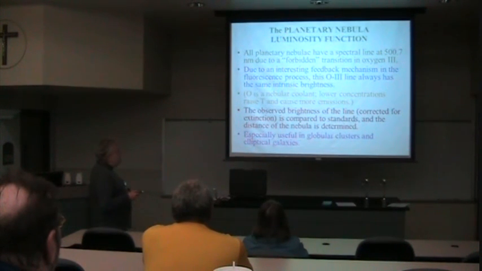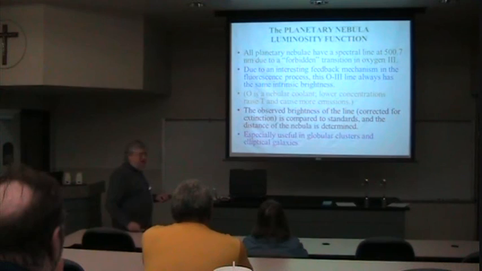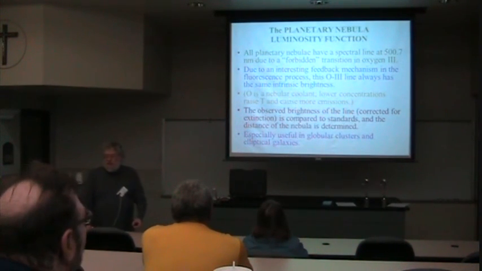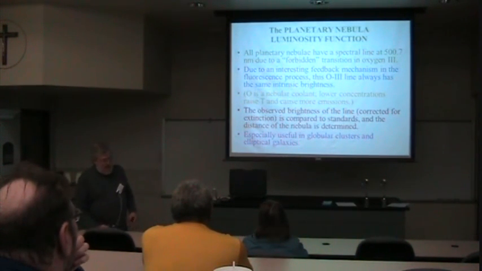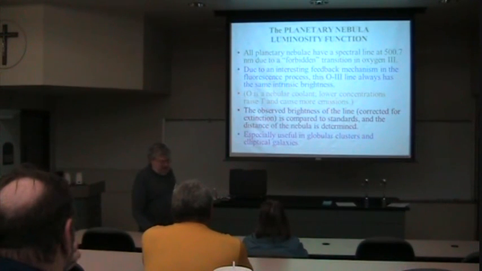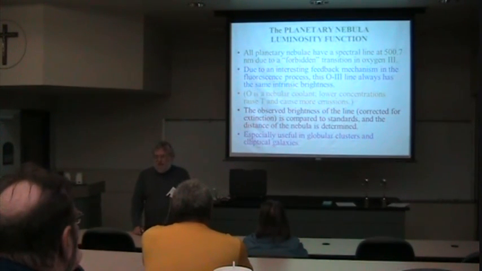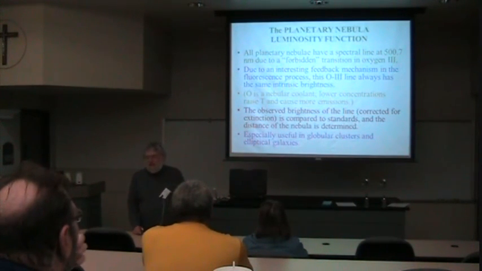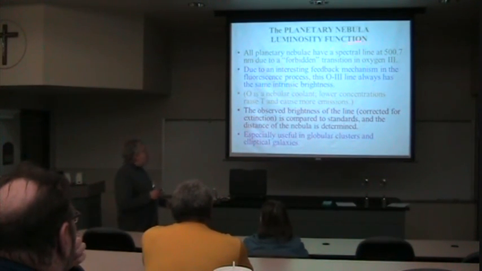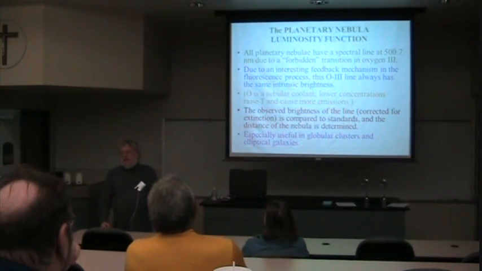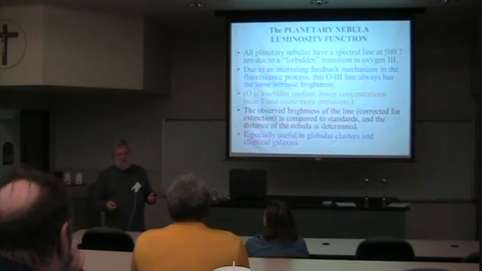Some other methods of measuring distances. Planetary nebulae have a spectral line at 500.7 nanometers due to a forbidden transition in oxygen. Forbidden doesn't mean it doesn't happen. It's just like if you forbid your kids to come in after midnight, that just means they have to sneak in. So the 500 nanometer line in oxygen is one that does take place.